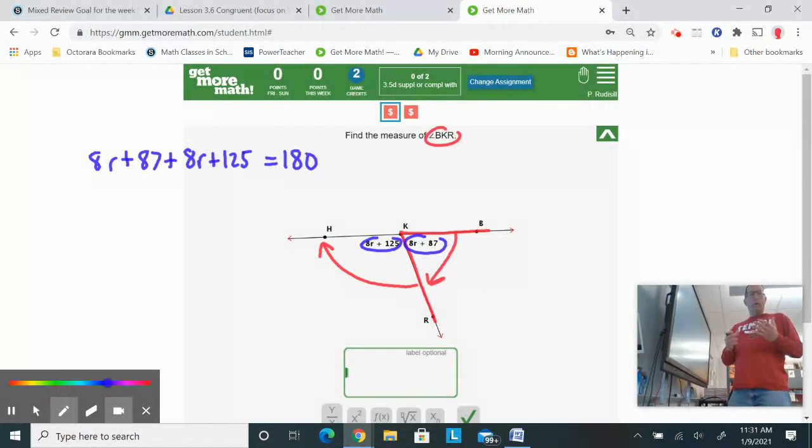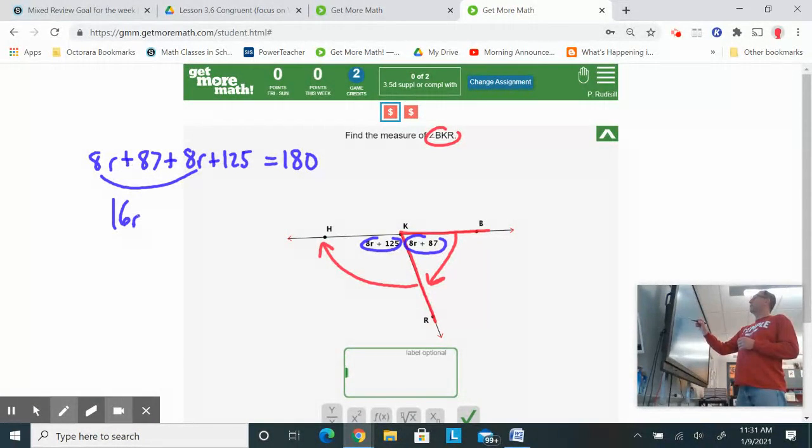All right, so I have my equation set up. I need to combine the like terms. So I have 16R, and I add the numbers together. That would give me 212, still equal to 180. Of course, to solve for R, and I'll show you what to do after that.